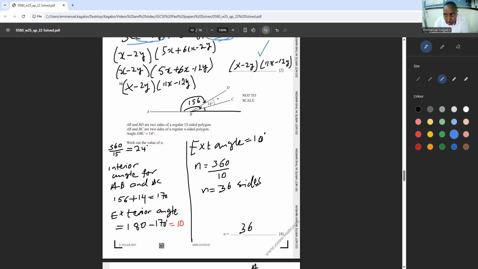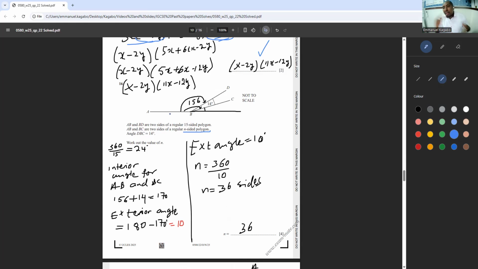This is about polygons, guys. So you have to be careful with that. AB and BD are two sides of a regular 15-sided polygon. AB and BC are two sides of an irregular n-sided polygon. Angle BDBC is 14 degrees. Work out the value of n. In other words, find the number of sides of this polygon.